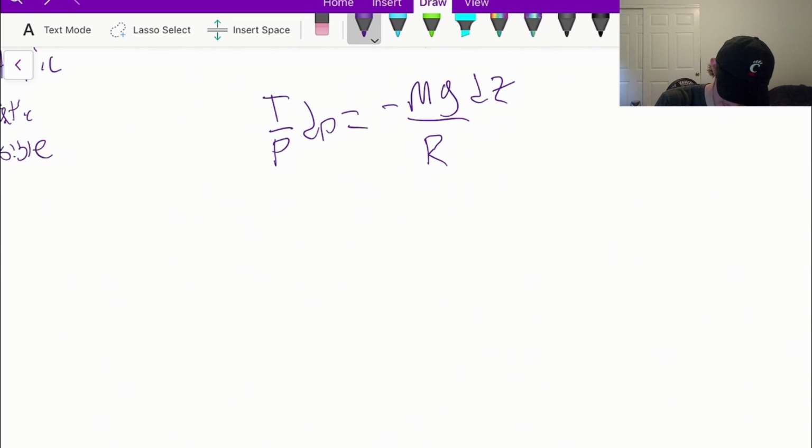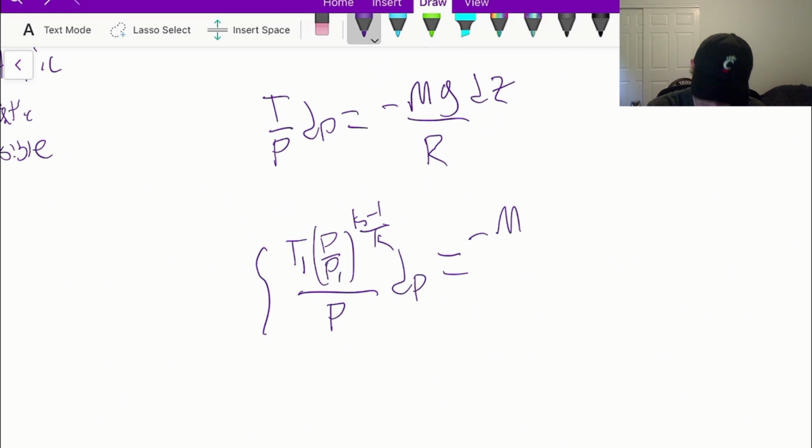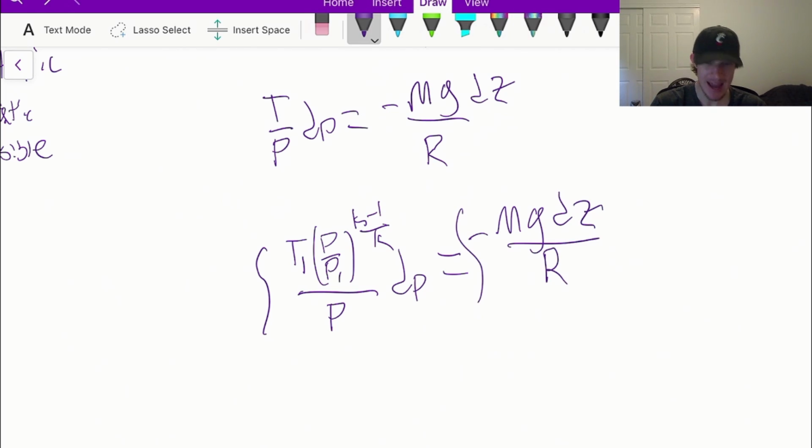This one right there. So we get the integral of T1 times P over P1 raised to the K minus 1 over K, over P dP equals negative M G dZ over R. And the one on the right is a very simple integration, as we just end up with delta Z, the change in Z, Z final minus Z initial.